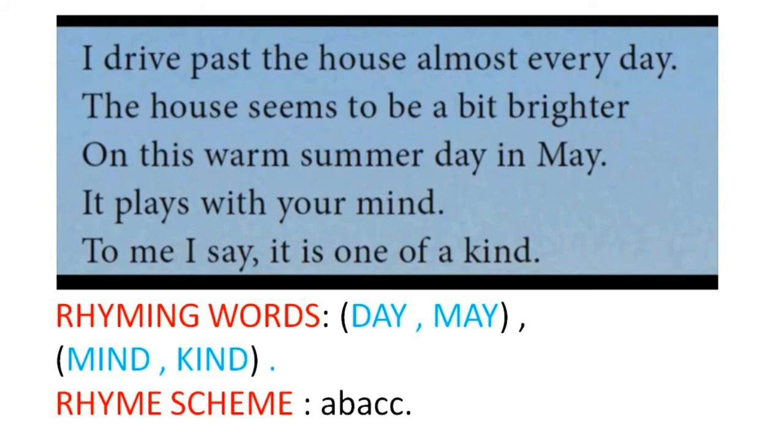And then fourth line and fifth line both are having rhyming words at the end of the lines, that is mind and kind. So, the rhyming words used in this stanza are May, day. This is one pair of rhyming words. And the next pair of rhyming words are mind and kind. So, the rhyme scheme used here is A, B, A, C, C.